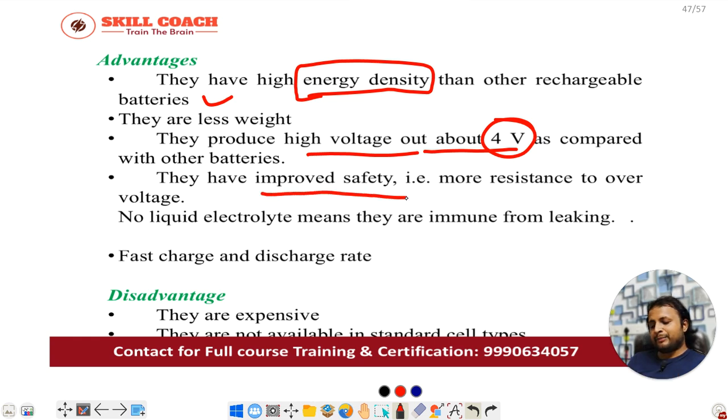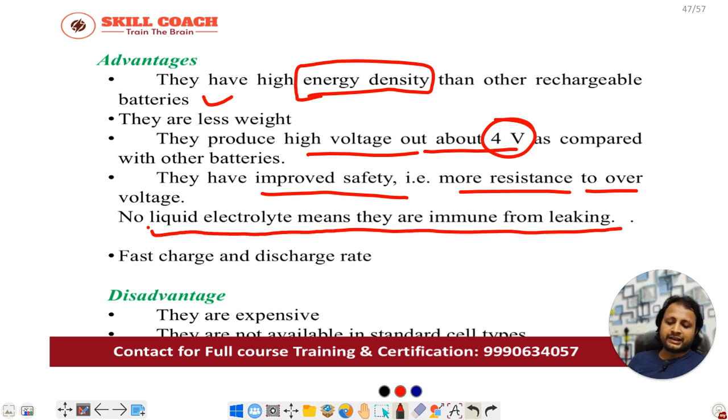And they have improved safety, more resistance to over voltage. The protection is high in these lithium ion batteries, and because we are not using any liquid electrolyte, they are immune from leaking. So the leakage problem is not there with these batteries. That means transportation is easy for them.